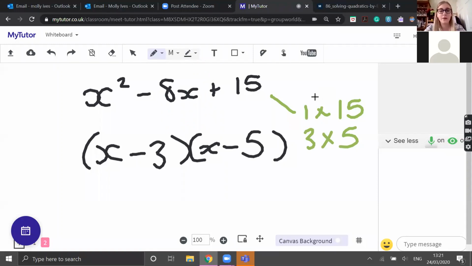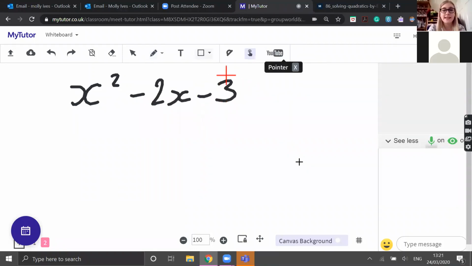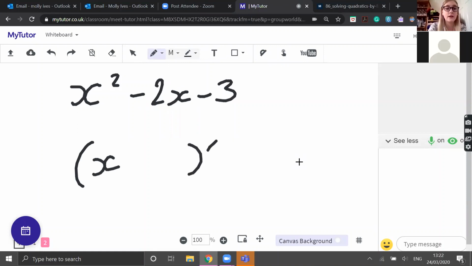Yeah, brilliant. Okay, now we'll go on to everybody's least favorite case, including mine, which is where we're going to have one of each sign. So this occurs when this term is negative, because the only way we can get a negative term by multiplying is by multiplying one positive and one negative. So we're going to set up the brackets, x and x.